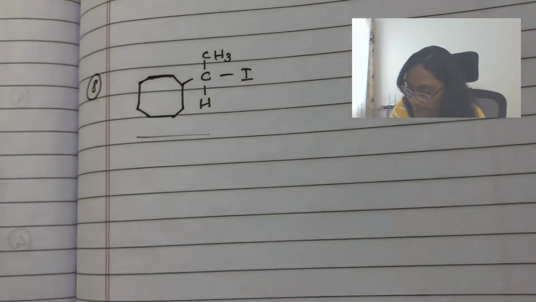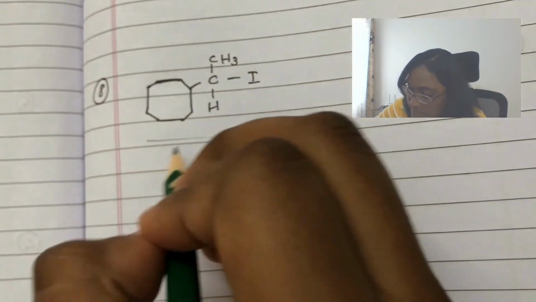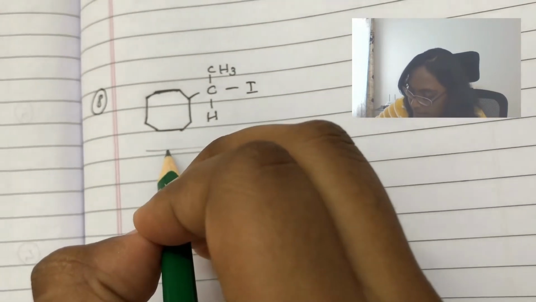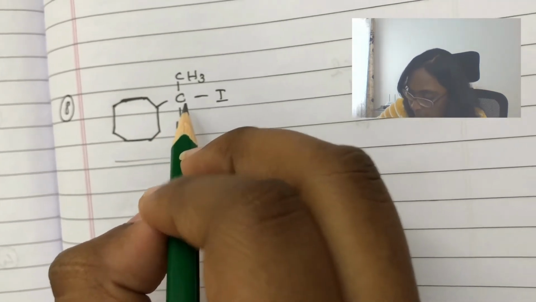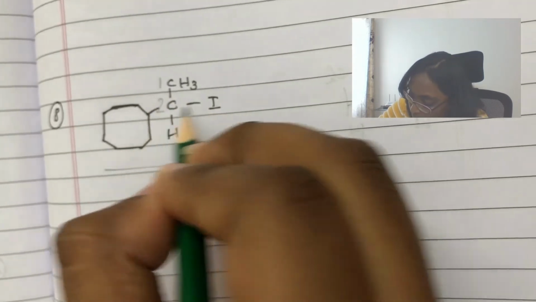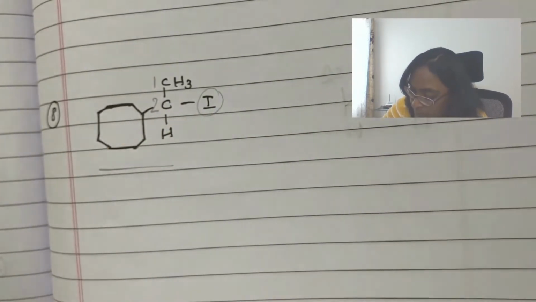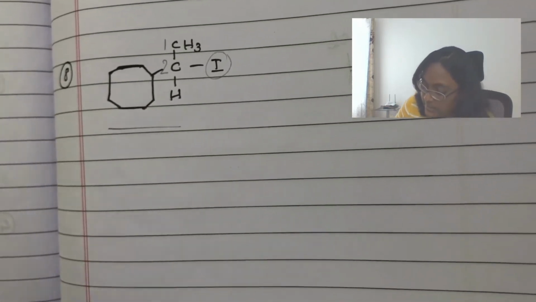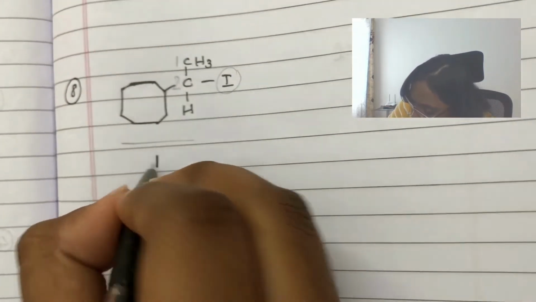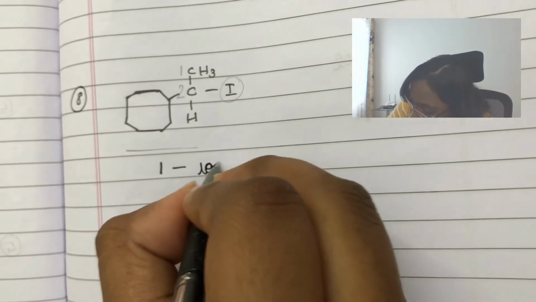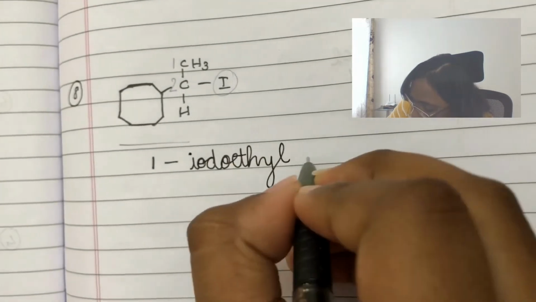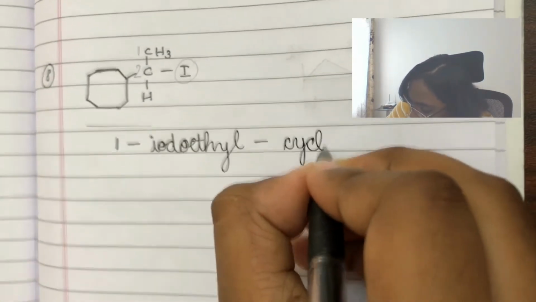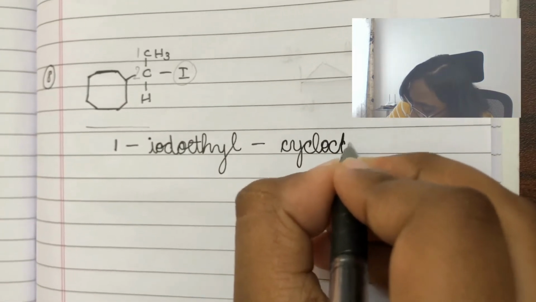The eighth task is this structure over here. So we see that there is a cyclic 8-membered ring which will make our parent, and here attached to the ring is 1 and 2 with an iodo, so an iodoethyl group. Hence the answer to this question is 1-iodoethylcyclooctane.